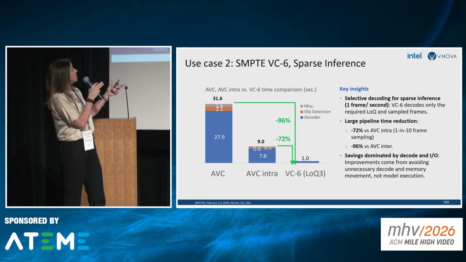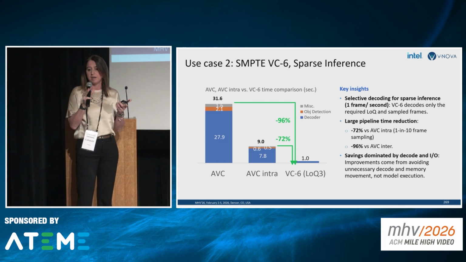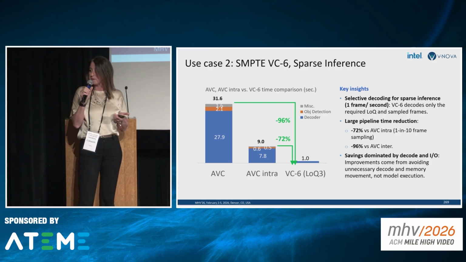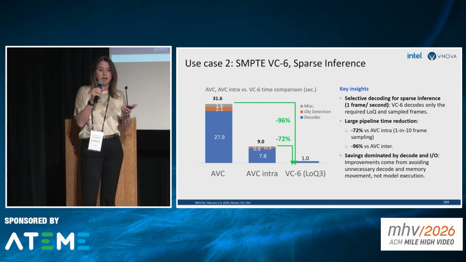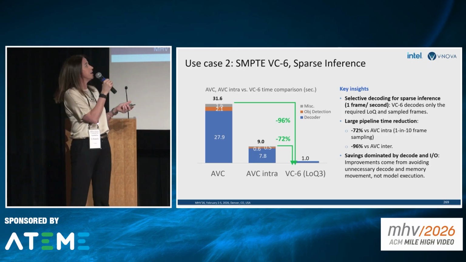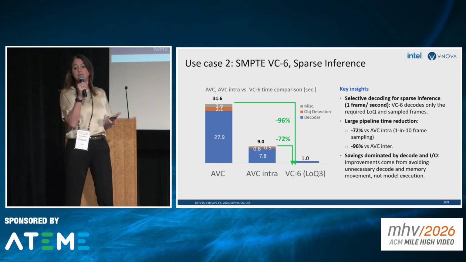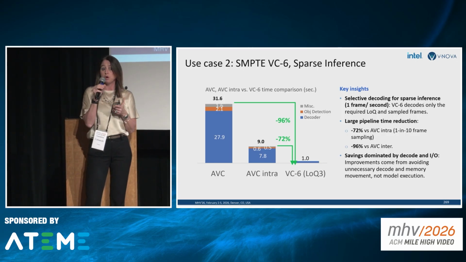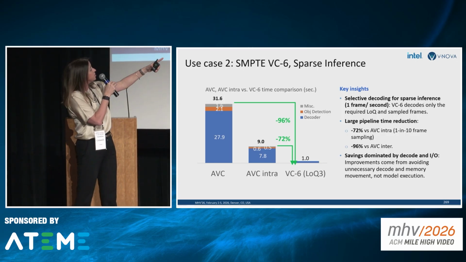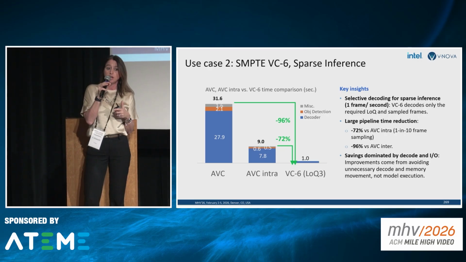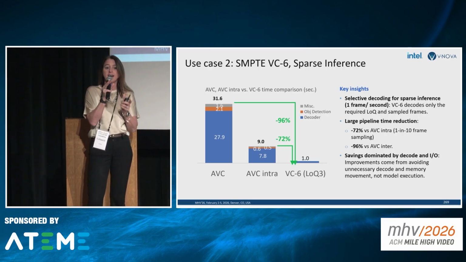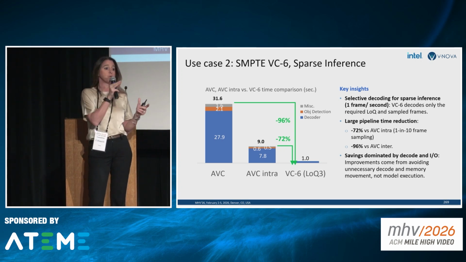The interesting thing of VC6 is that there are two levels for improvement. One is that, of course, being intra-frame, you can decode, you can fetch only the frames that you want to analyze. And the second thing is that in order to feed the model, we could afford to use LOQ3, which was 8.6% of the total data. So basically, we only have to transfer a very tiny amount of data at very low resolution.